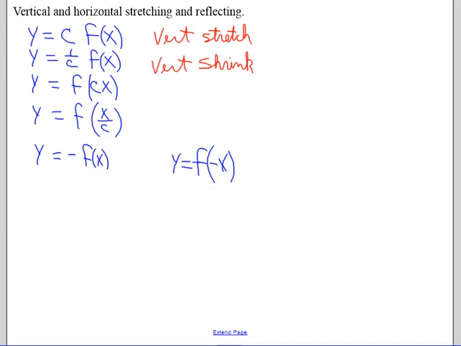In with the x does the same or the opposite of what we think it's going to do. Opposite. So f of cx is going to affect the graph in the x direction, horizontally, and therefore it's going to shrink it.